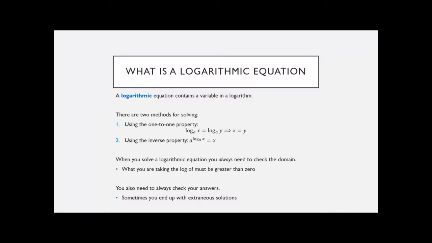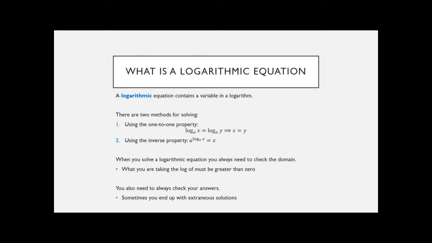So we have two ways of solving. One is using the one-to-one property, which is used if you have two logs that are equal to each other and they have the same base. If that is true, then their insides are equal. And if you can't solve using the one-to-one property, then we solve using the inverse property, where essentially if you have an exponential with a log in the exponent, that cancels out and you're left with what's left over, the variable essentially.